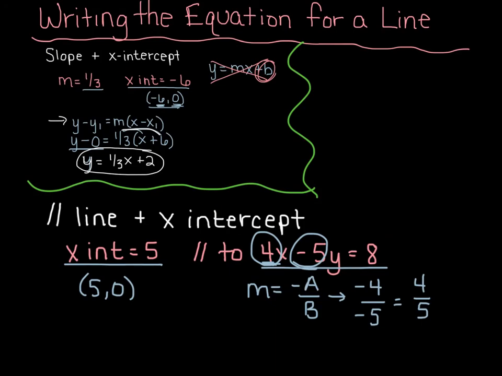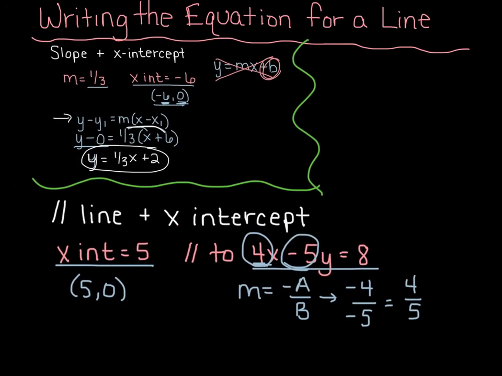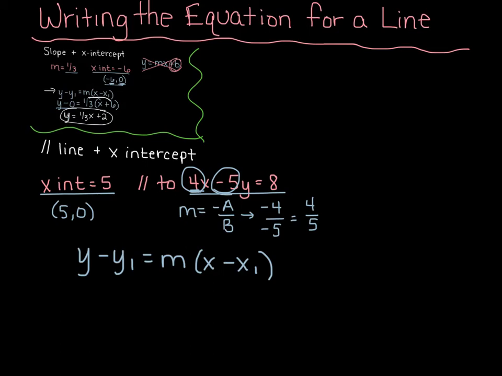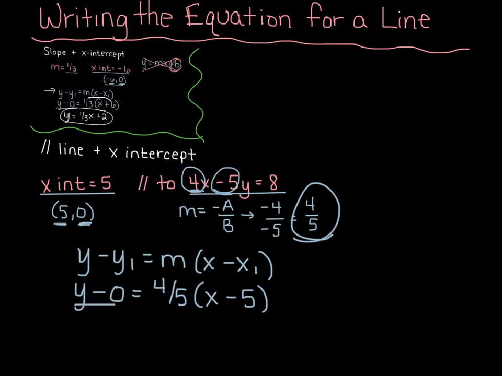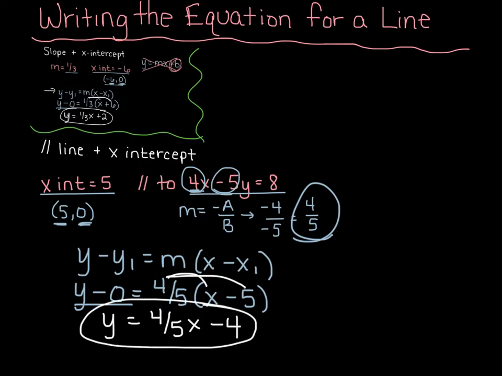So then, when I go to write it in point-slope form, I'm going to start with this. Remember, my m is over here, the 4/5 that I came up with, and my x1 and y1 are the 5 and the 0. So y minus y1, which is 0, equals 4/5 times x minus x1, which is 5. Again, y minus 0 is just equal to y. This would become 4/5 x. And then 4/5 times negative 5 comes out to be negative 4. So your equation would be y equals 4/5 x minus 4.